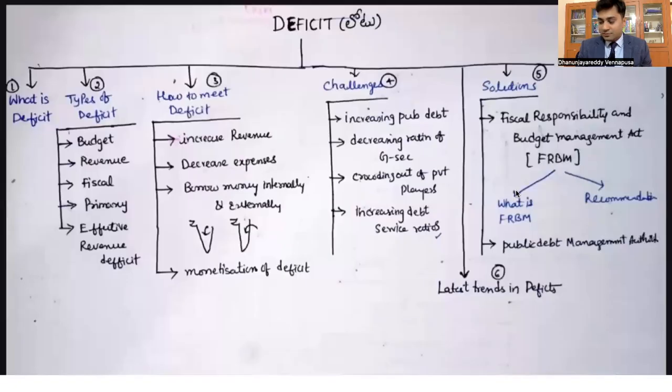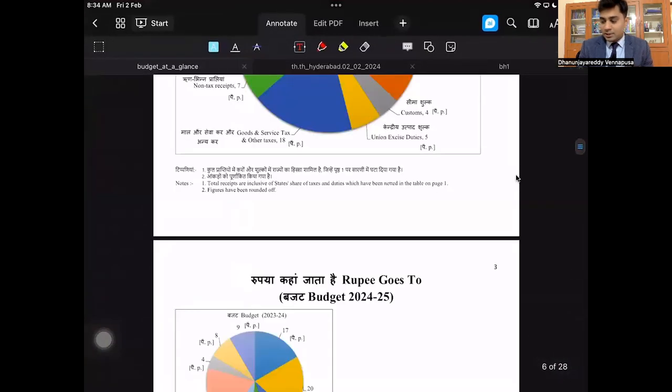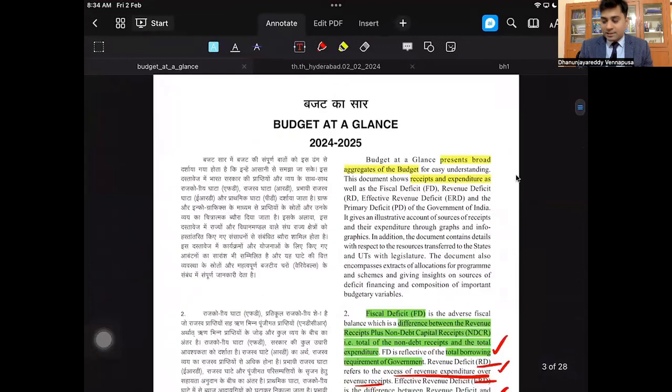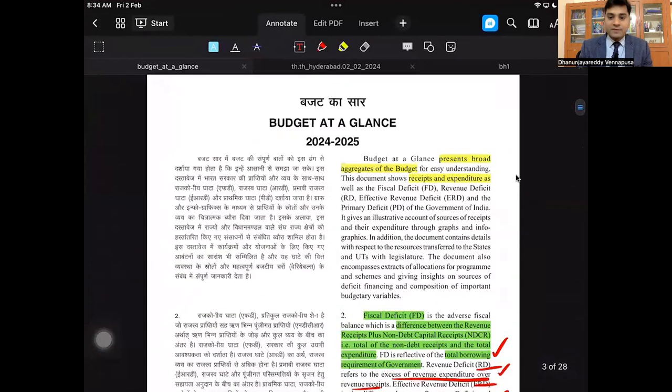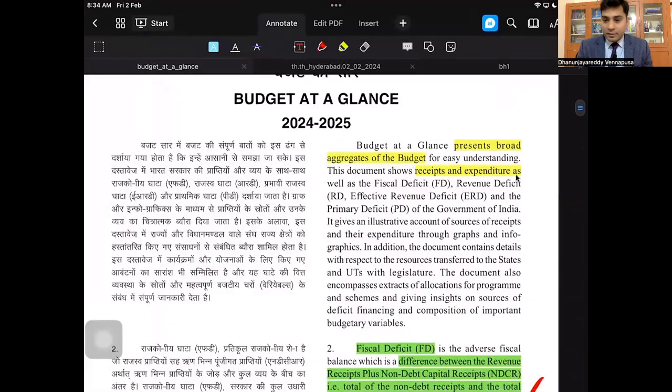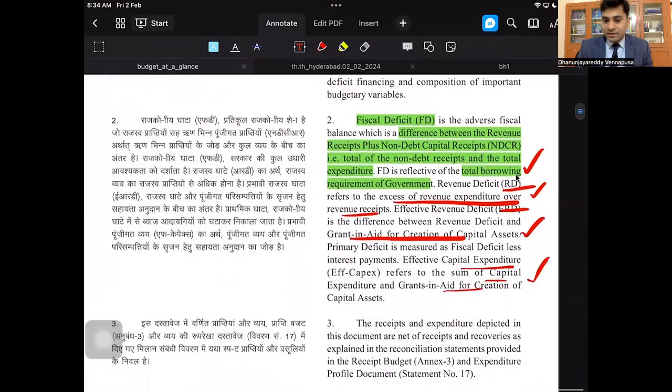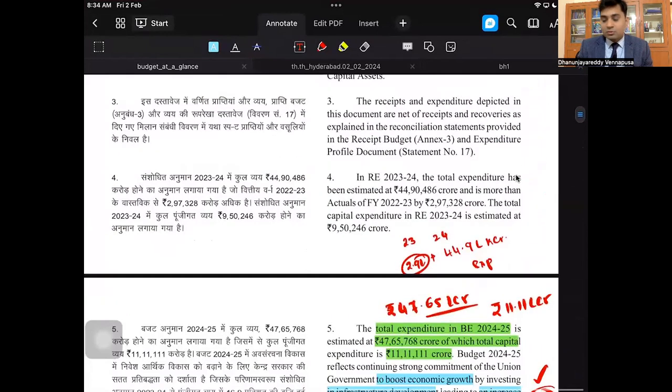So let me start with the first thing. Where was this given in the budget document? In the budget document, they have explained this under the highlights of the budget, or you also call it budget at a glance. In this, they have explained the total aggregates of the budget, that is the receipts and expenses of the government, and they have explained the terms: fiscal deficit, effective revenue deficit, and then primary deficit. These things I already explained to you. So what is the first takeaway?